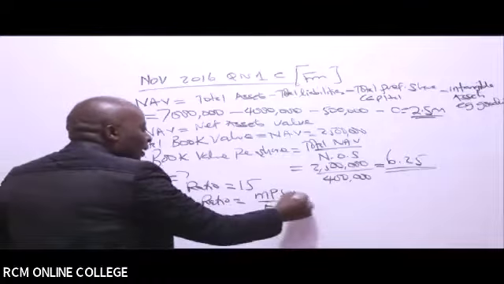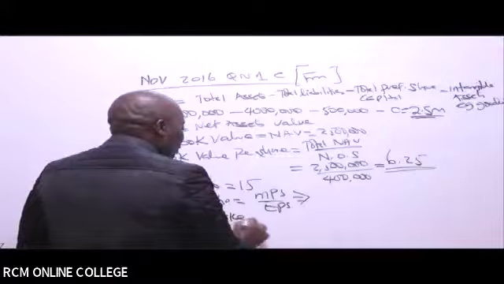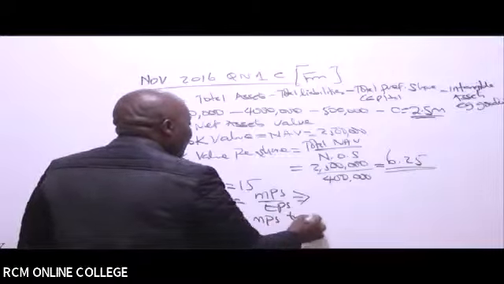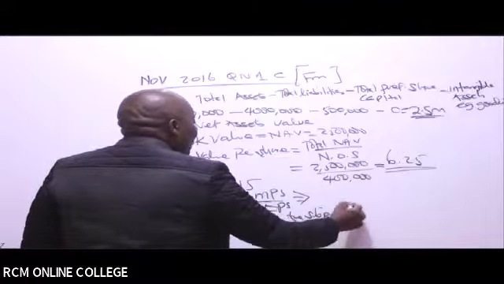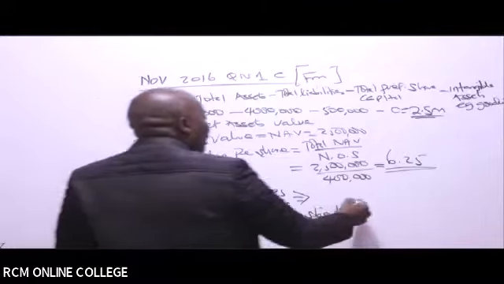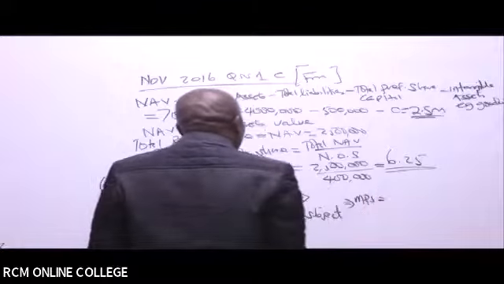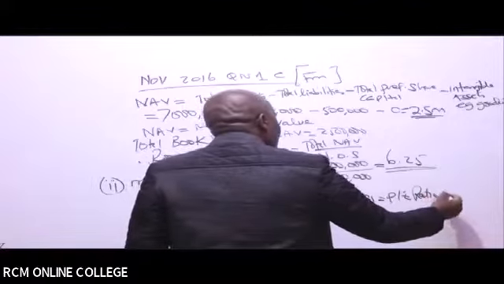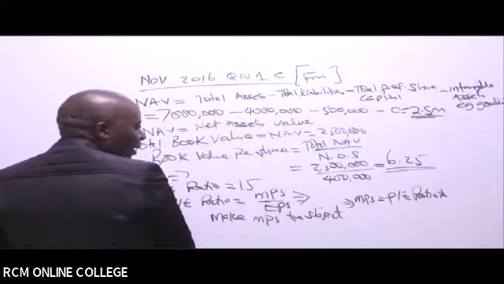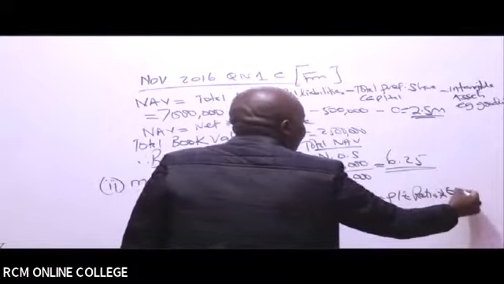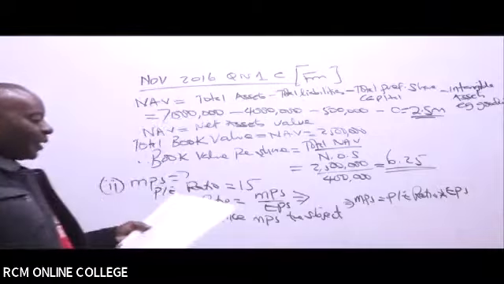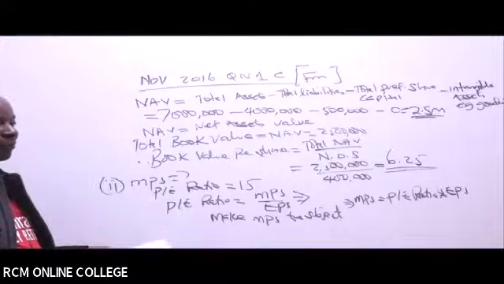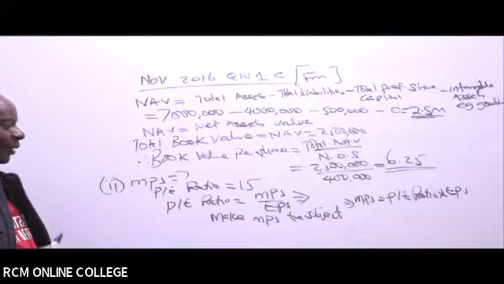So please go ahead and make MPS the subject of the formula. If you make MPS the subject of the formula, then my MPS will be equal to the PE ratio times EPS, times earnings per share. I'm just cross multiplying. I've only made MPS the subject of the formula.